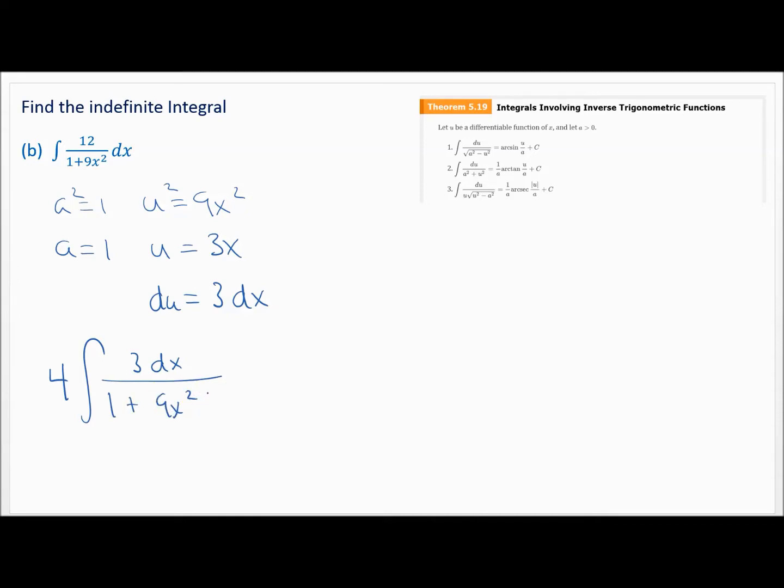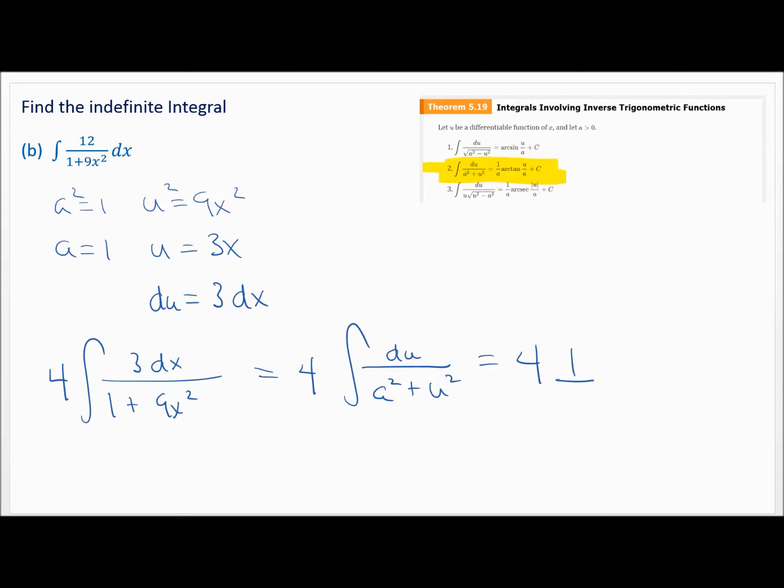And now substitute. So the 4 stays out front, and this is going to be the integral 3 dx. Remember, that's du. The 1 is a squared. The 9x squared is u squared. Now, formula for that, well, 4 just comes across, right? And this is going to be 1 over a. Now I'm just following the formula. Okay, so I'm using this formula right here.